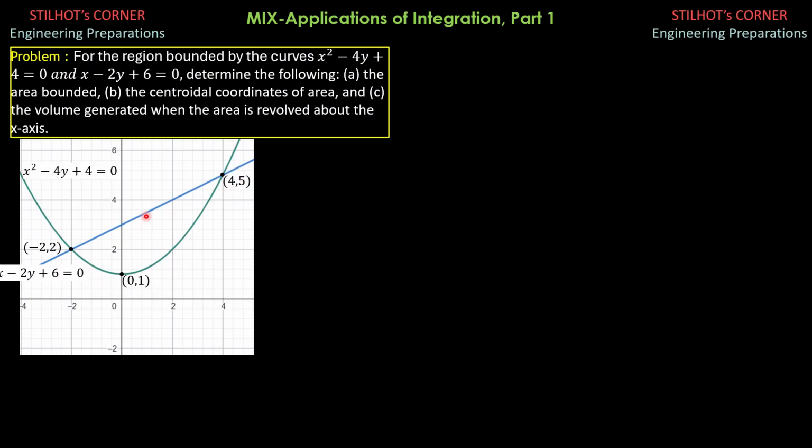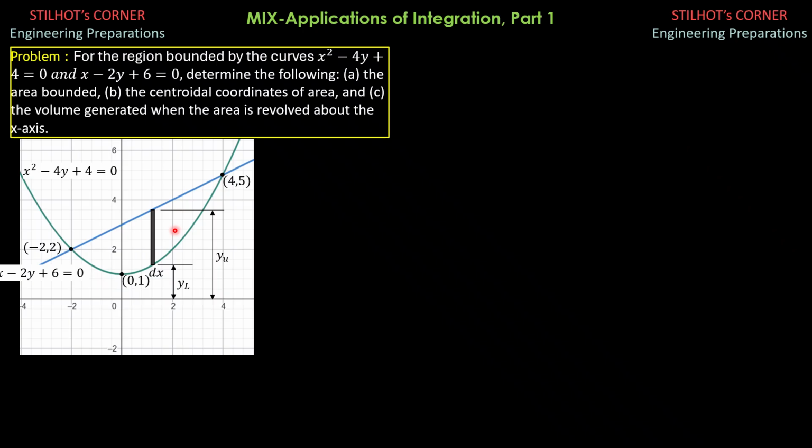So let's consider a vertical strip, the simpler strip, because the line is consistently in the upper part and the parabola is in the lower part. So let's have that vertical strip. This is upper y, then lower y. Thickness of the strip is dx. So the variable of integration is x. So limits would be from negative 2 to positive 4.